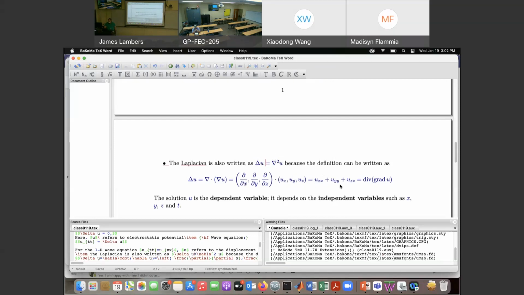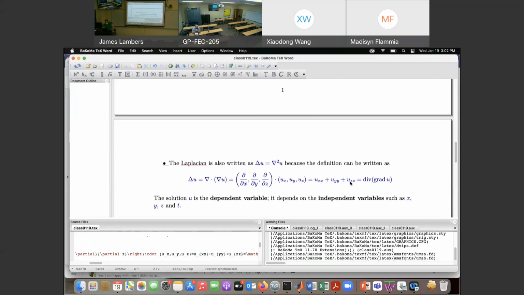So then you get uxx plus uyy plus uzz. You add them all up, and we've seen from before that this is the Laplacian. So the Laplacian can be defined as the divergence of the gradient of u. And really, I'm just pointing this out to explain why it can be written this way as well as the other way. I don't care which one you use, but textbooks tend to use both, so you should be aware of them.